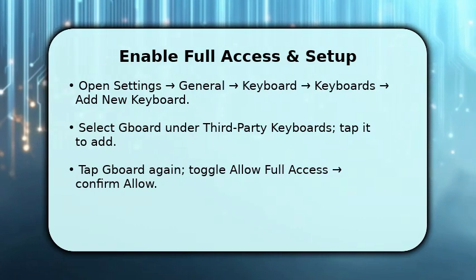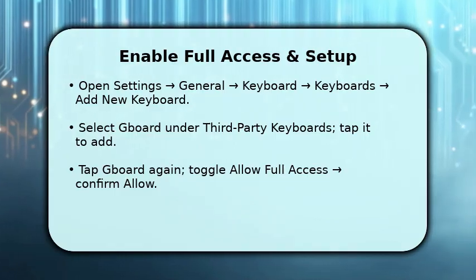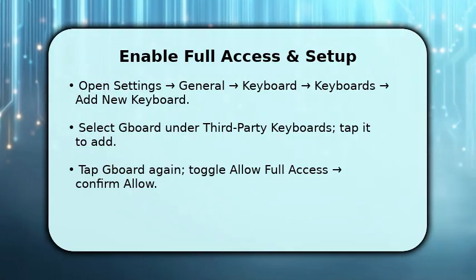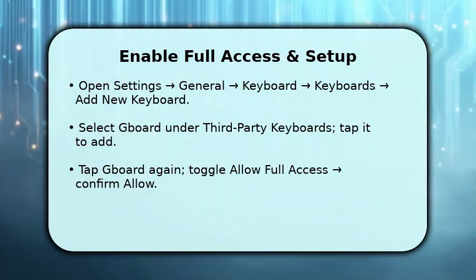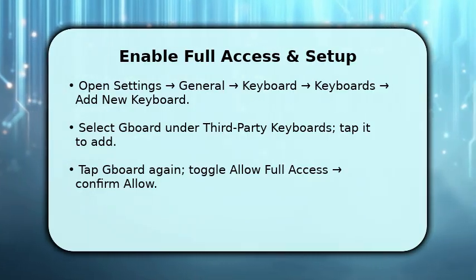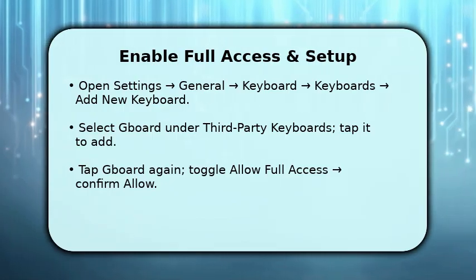Next, you'll add and permit Gboard so it functions correctly. Go to Settings, General, Keyboard, then Keyboards and choose Add New Keyboard. Pick Gboard from the list. Once added, tap Gboard in the Keyboards list and toggle Allow Full Access. This enables features like glide typing, search, and GIF. You'll be prompted to confirm, accept to proceed.